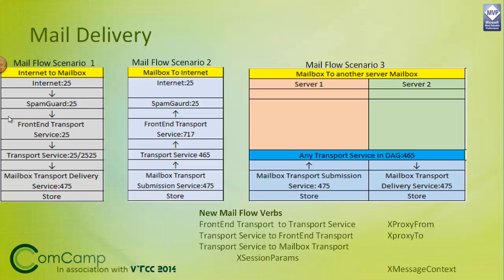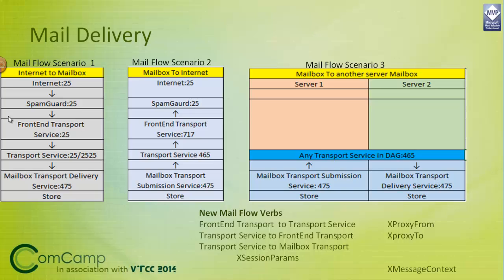Then the transport service will either send it directly if the send connector is not configured to use the client access server, but in this scenario I'm configuring it. So if we have the client access server configured, it will send it to the front-end transport service on port 717. The front-end transport service will send the email to the spam guard or directly to the internet.